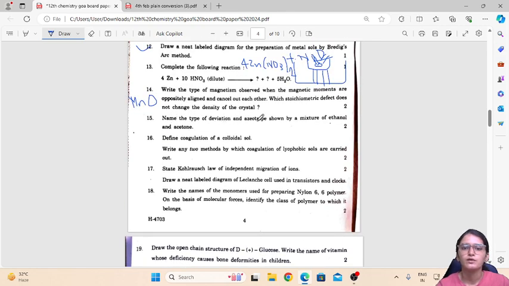Next question is from solutions. Name the type of deviation and azeotrope shown by a mixture of ethanol and acetone. In the solution chapter we have two types of deviation, positive as well as negative deviation, which come under the solutions which do not follow Raoult's law. So here this is an example which they have asked, which type of deviation. Ethanol and acetone basically show positive deviation, and the azeotrope they show is minimum boiling azeotrope. So these things we should know related to the positive and negative deviations.